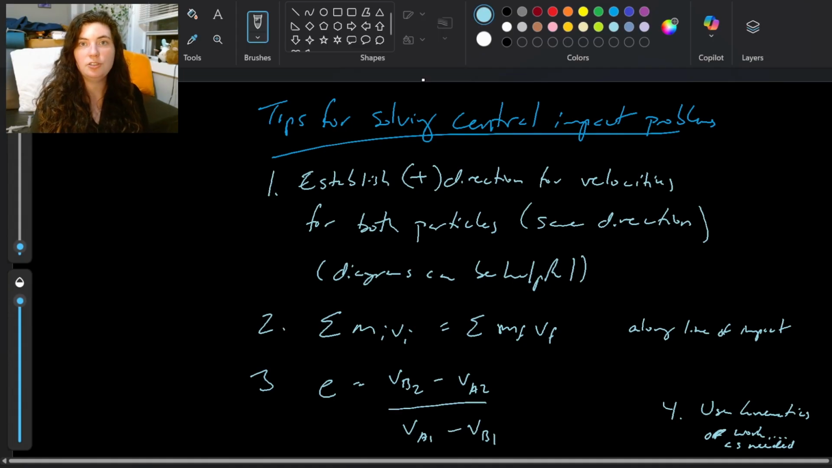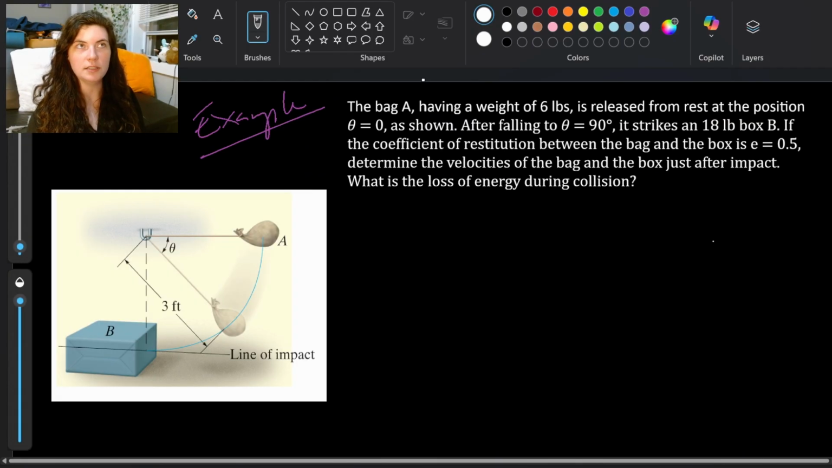So with that, let's go ahead and do an example of solving a central impact problem. In this example, we have a bag A having a weight of 6 pounds, released from rest at the position theta equals 0 as shown in this image. After falling to theta equals 90 degrees, it strikes an 18-pound box B. If the coefficient of restitution between the bag and the box is e equals 0.5, determine the velocities of the bag and the box just after impact. What is the loss of energy during collision?